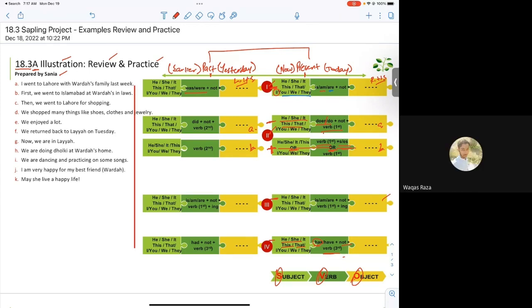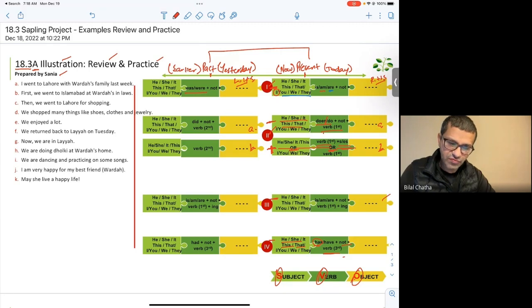I will swap the subject with the helping verb. Okay. Very good. Now let's move on to the sentences, the practice.